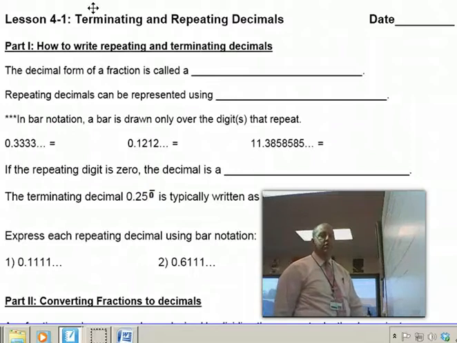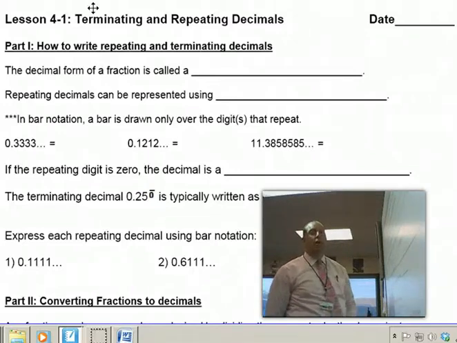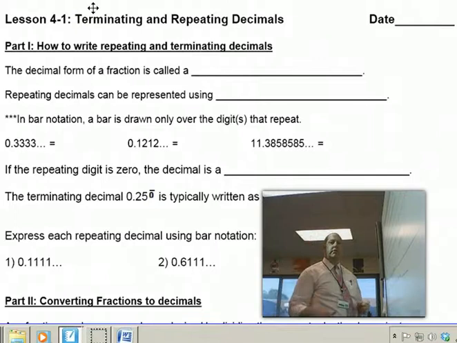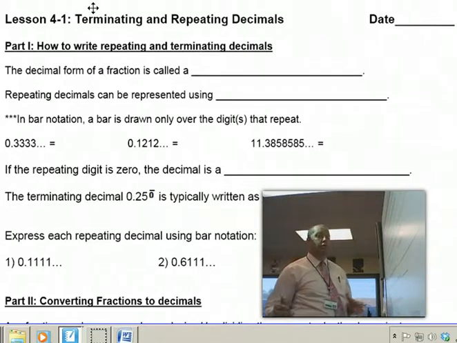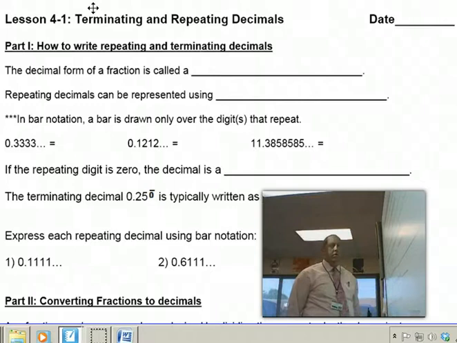Welcome back. We're going to start a new chapter. This new chapter is on rational numbers. It includes decimals and fractions. We're going to use the same rules as we did for integers. So we're on lesson 4-1, terminating and repeating decimals.